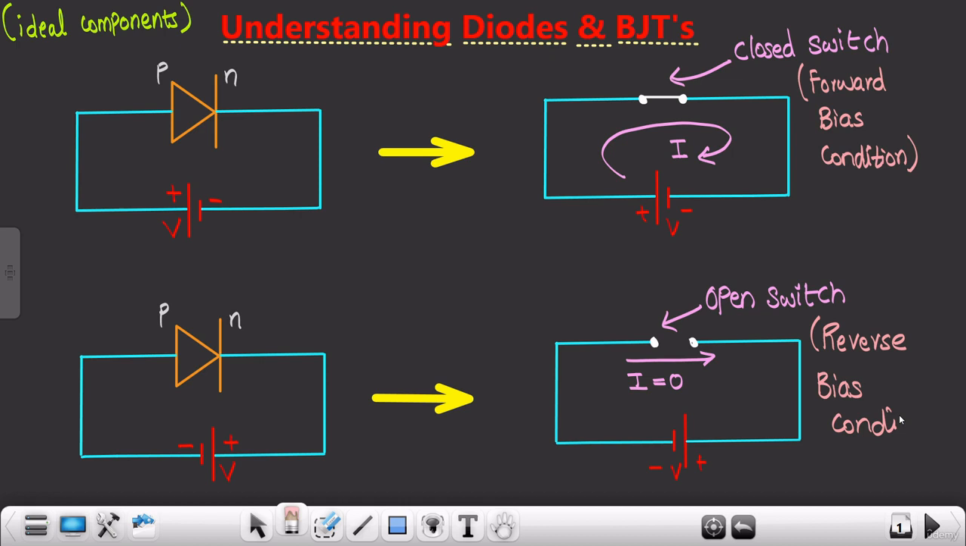I hope that you understood this concept, or at least you got a basic idea about it. So I will end this video over here, and in the next video we'll start the second part, that is we'll deal with the BJT, understanding the concept of BJT.